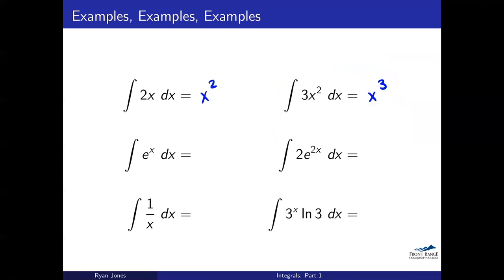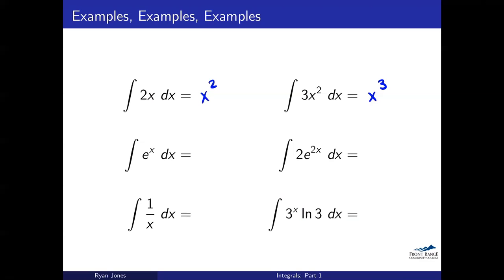Same thing goes here for this 2x. I'm going to have x squared. And so take a look. If I take this 2 and drop it down in front and then subtract 1, that gives me 1. So I have 2x to the 1, which is just 2x. Oh, voila, we got it. So the integral of 2x is going to be x squared.